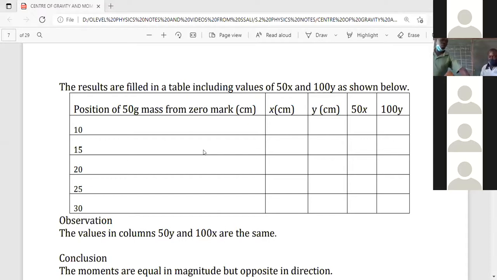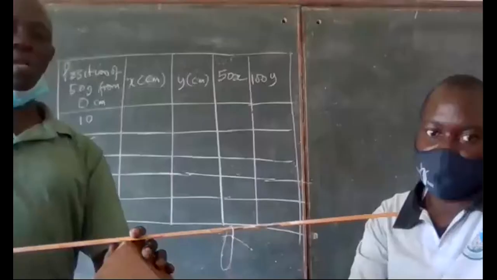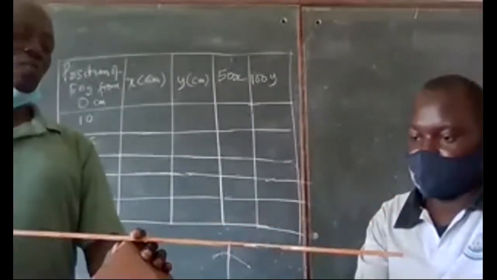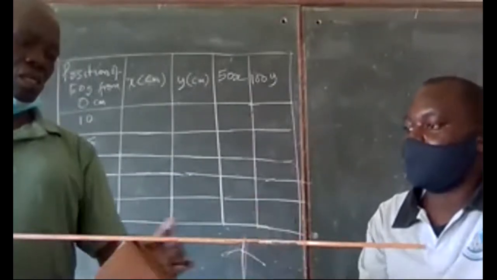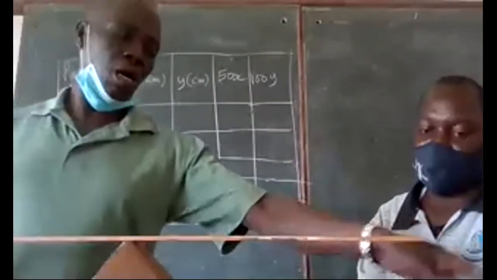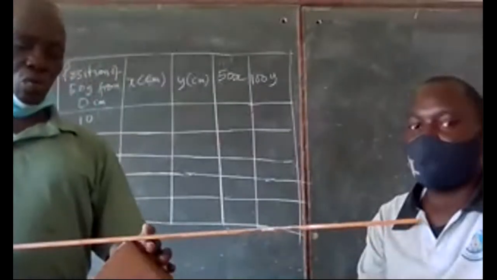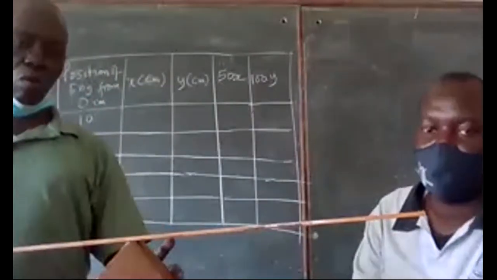So the first thing they are asking us is to locate the balance point. They asked us to find the balancing point of the meter rule, and we note that point. So I'm balancing the meter rule. I hope everybody sees it.